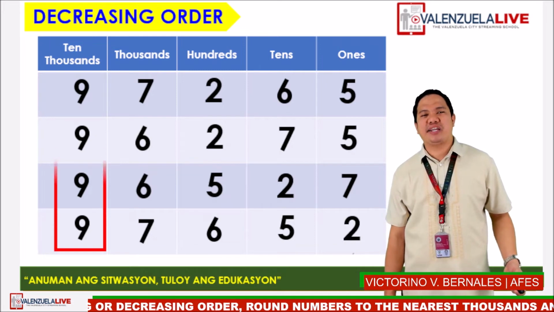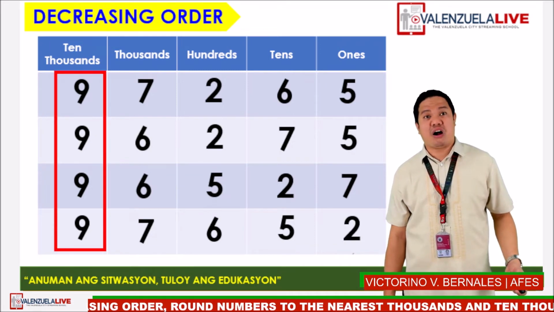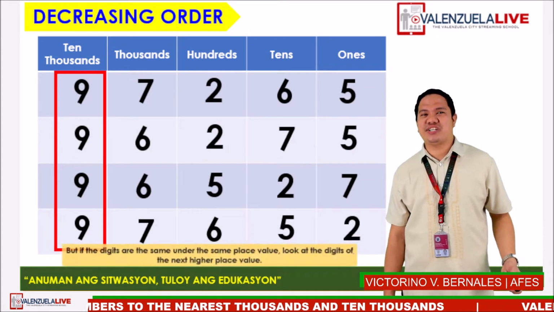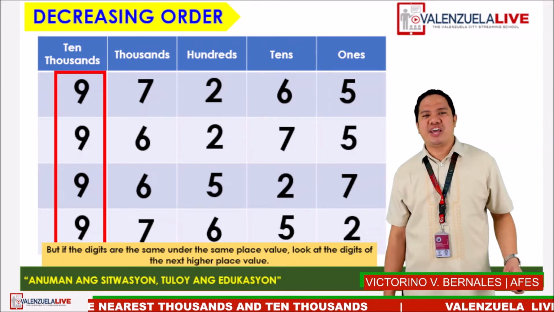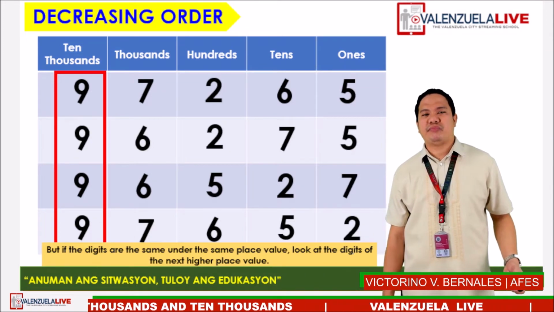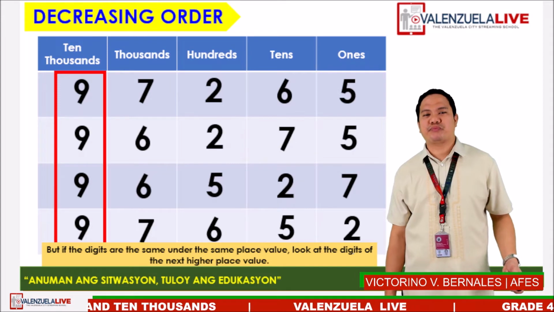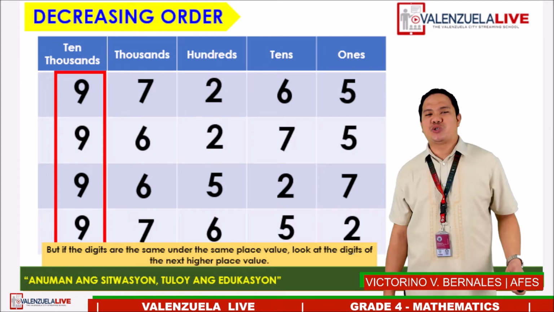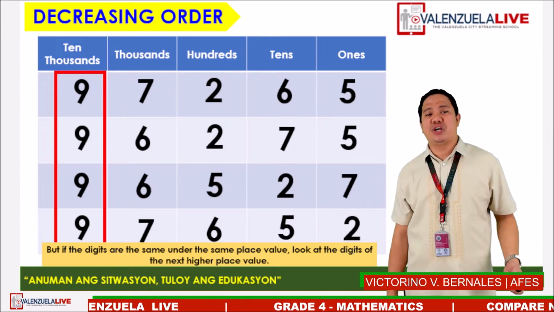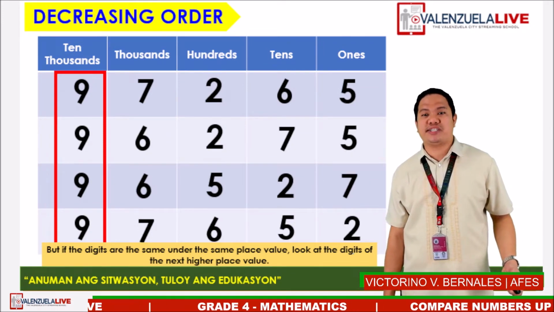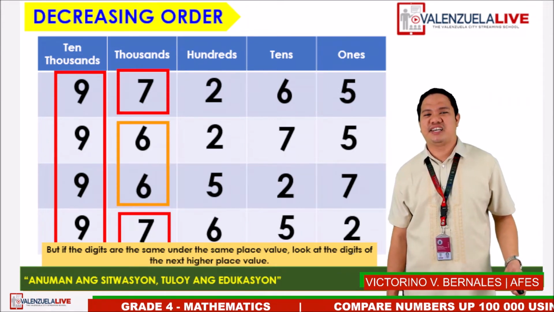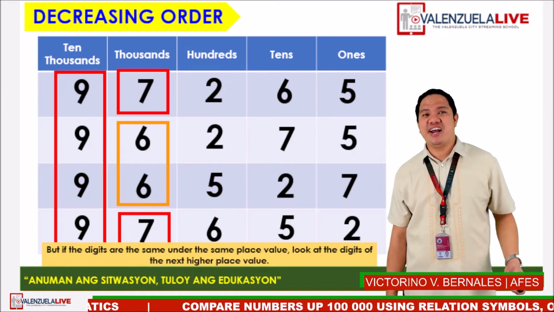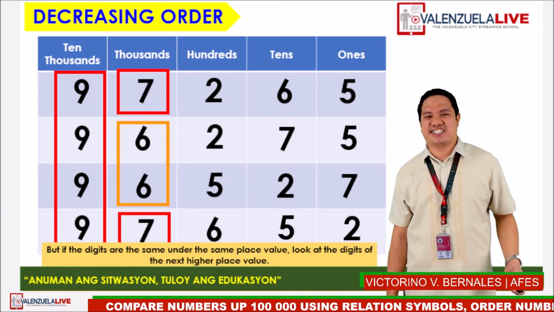Now, let's start in the 10,000s place. Are all digits the same? Yes, they are all the same. But if the digits are the same under the same place value, we have to look at the digits at the next higher place value. So looking at the digits in the thousands place, do you see digits which are the same in the thousands place? Very good. And what are those numbers? They are 7 and 6.